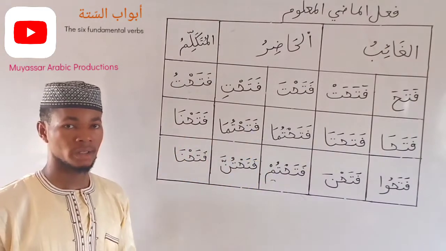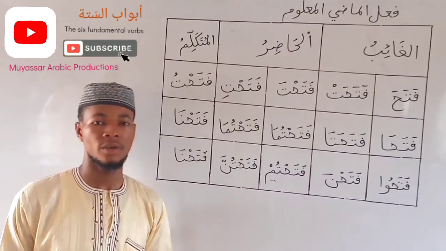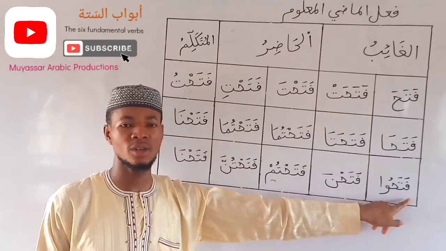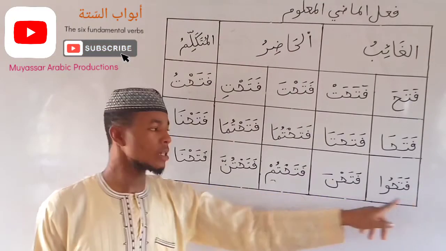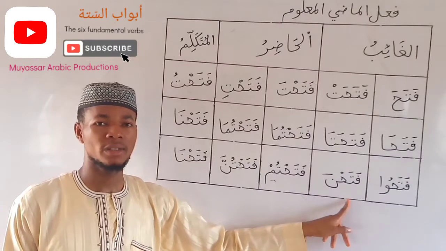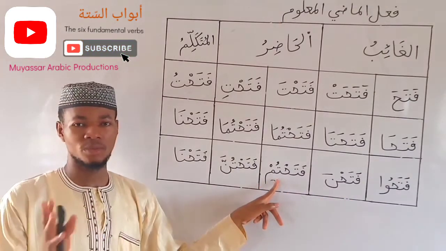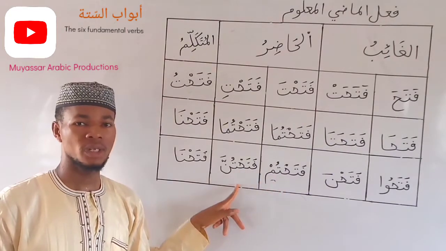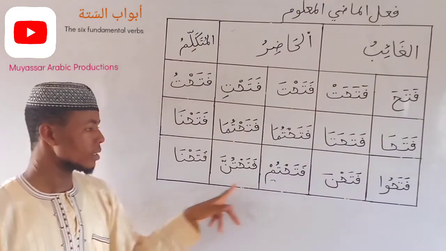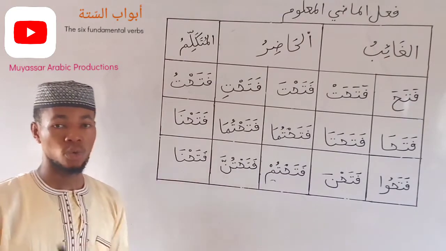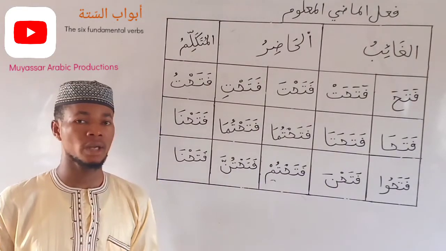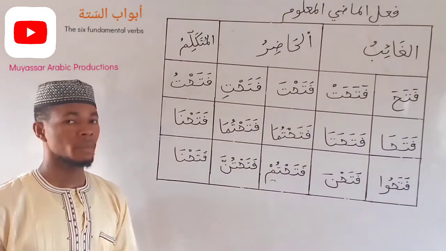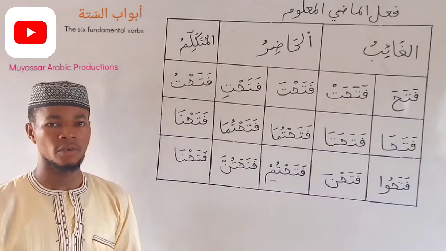Dhahabna, we went, for both the masculine gender and also the feminine gender. Here you see dhahabu, meaning all of them went, masculine gender. Dhahabna, all of them went, feminine gender. Dhahabtum, meaning all of you went, masculine gender. Dhahabtunna, all of you went, feminine gender. Then dhahabna, we went, for both the masculine gender and the feminine gender. So this is the past tense in the active form.